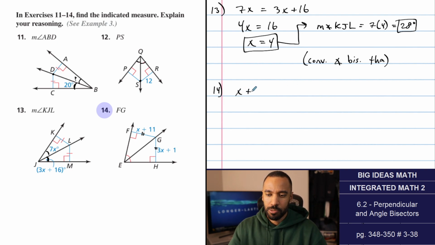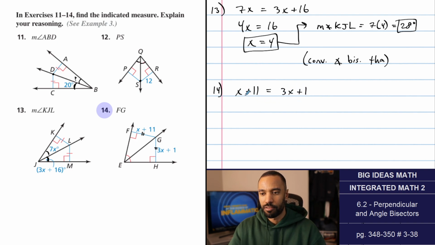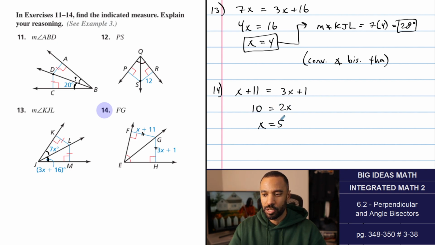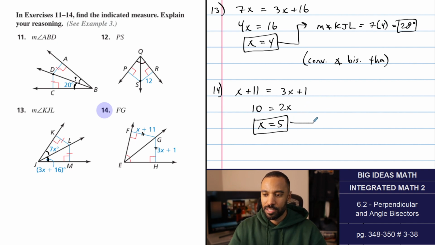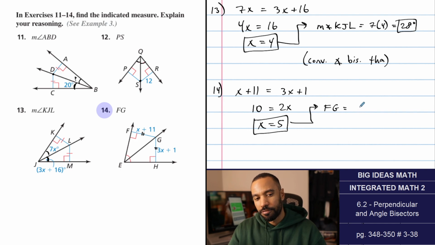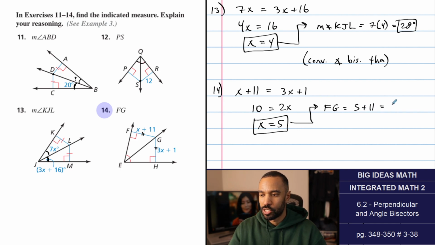So I can set x plus 11 equal to 3x plus 1 and solve for x. I'm going to subtract x from both sides, subtract 1 from both sides, and divide both sides by 2. We get x equals 5. We have to find the length of segment FG right here. So we're going to substitute 5 in for x. So we get FG equals 5 plus 11, which is 16. Just 16 units, whatever it is.